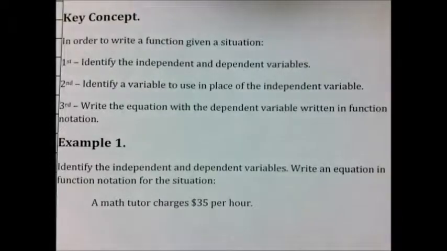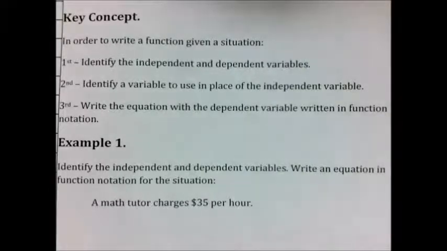So your key concept here, in order to write a function given a situation, the first thing you're going to want to do is identify the independent and dependent variables. That's just like what we did in the last lesson, except we're going to take it a step further. Step 2 is to identify a variable to use in place of the independent variable. So instead of time, we're going to use t, or instead of miles, we're going to use m. It just depends on whatever you want to put in for that variable. And then that third step is to write the equation with the dependent variable written as the function notation.